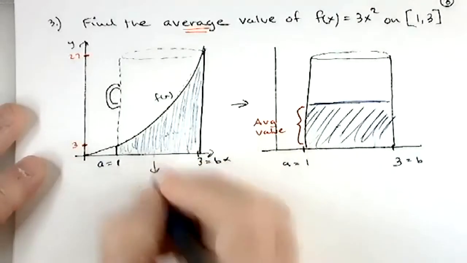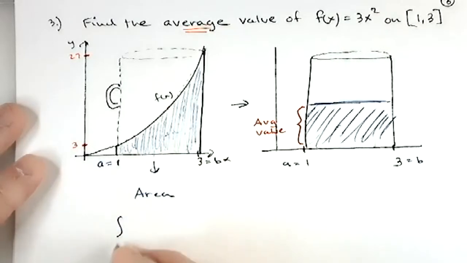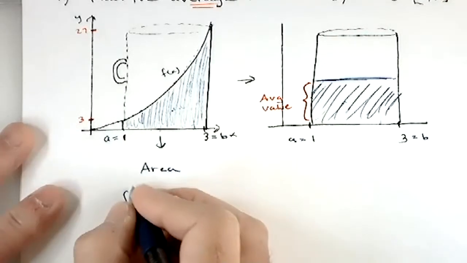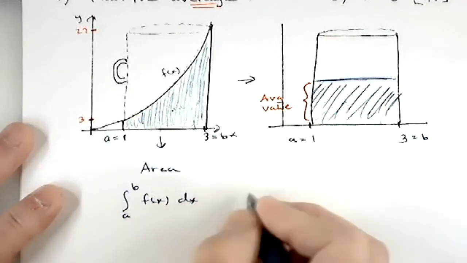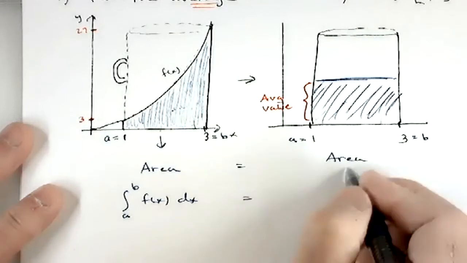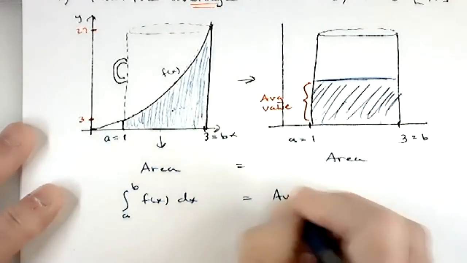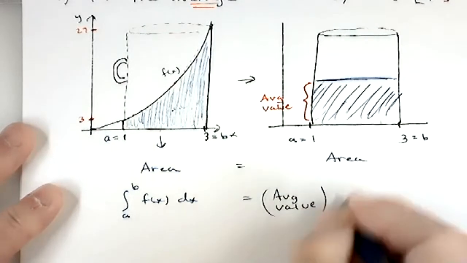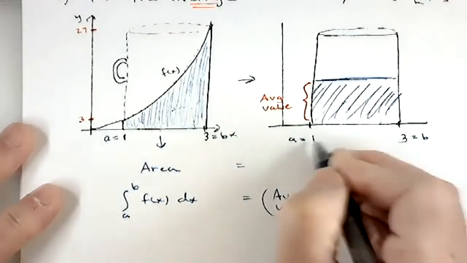So how would I find this area? This would be the integral. I'm going to give you a general formula first, and then we'll work it out. It would be the integral from A to B of my function, and that area should be the same as this area. But this area is just a rectangle whose height is the average value, which is what I'm looking for, times what is this width in general? This width is B minus A.